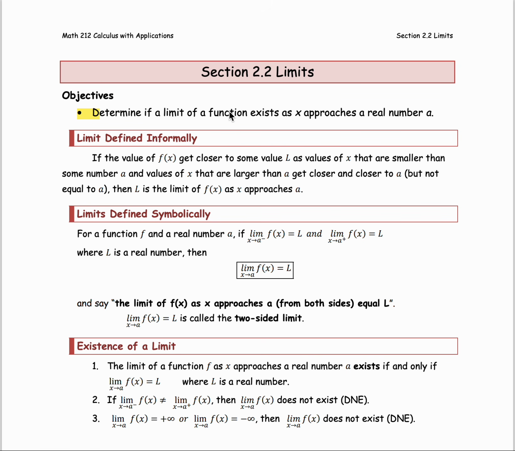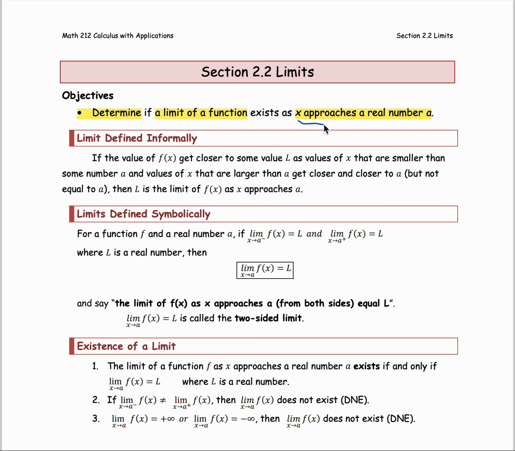In this section 2.2, limits, at the end of the section, the student should be able to determine if a limit of a function exists as x approaches a real number a. This section is kind of the end or the summary of the last section about one-sided limits. With one-sided limits, we were talking about the left side, the right side, one end at a time. This time it's going to be both ends.